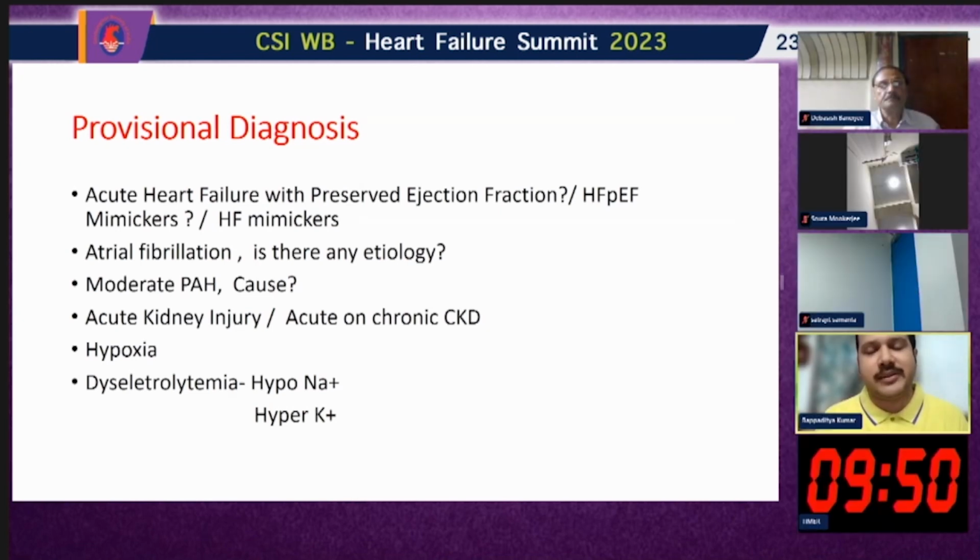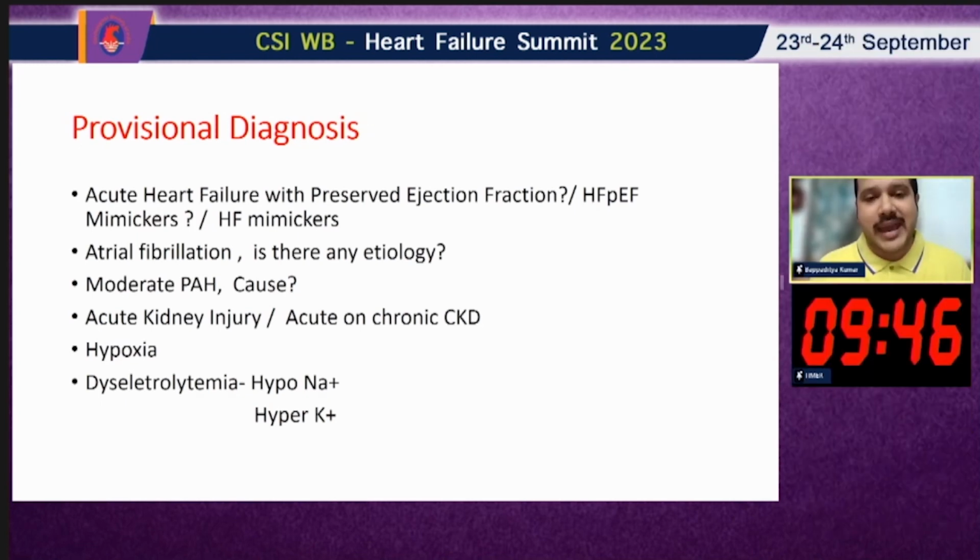So, atrial fibrillation, is there any other etiology? Moderate PH, what is the cause of moderate PH? Acute kidney injury, or is it an acute on chronic CKD? Hypoxia, we know that the patient is suffering most likely from heart failure, or there may be some components of COPD, and this in the form of hyponatremia and hyperkalemia.